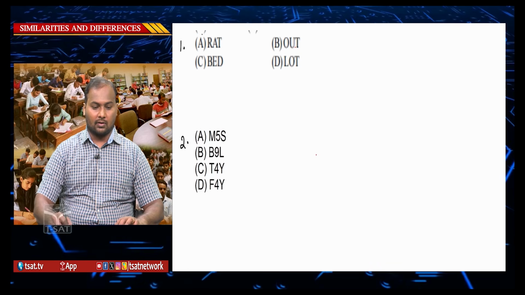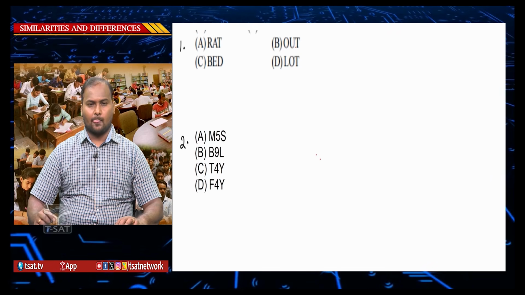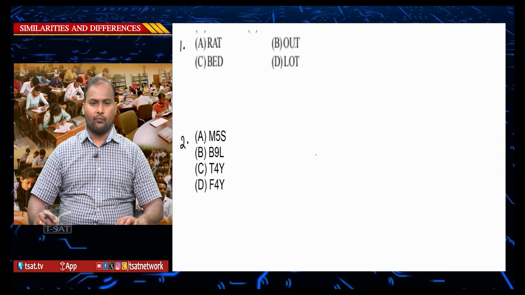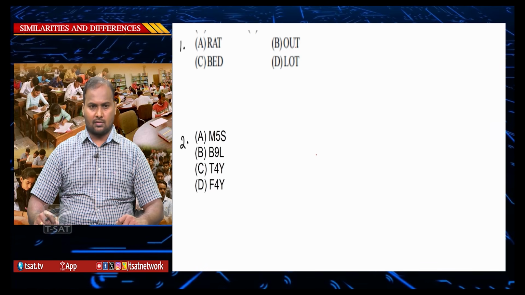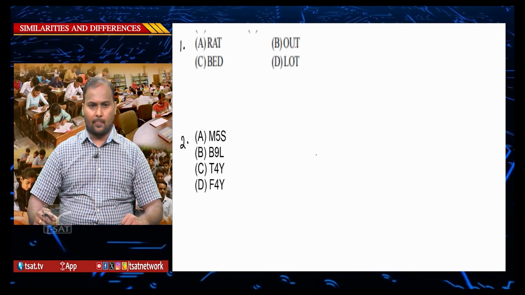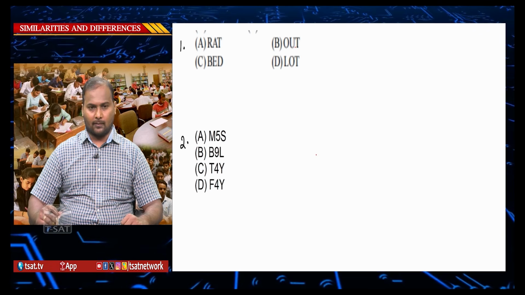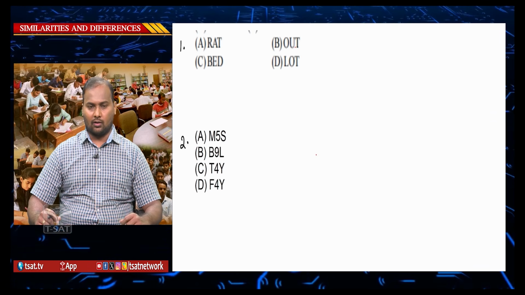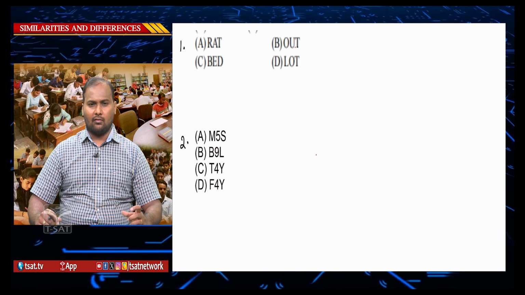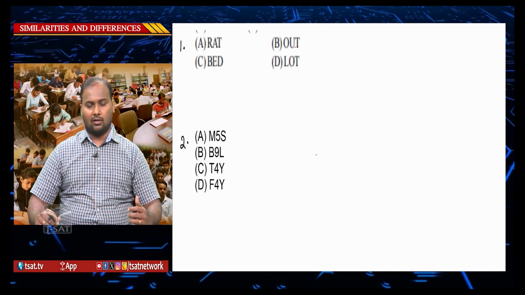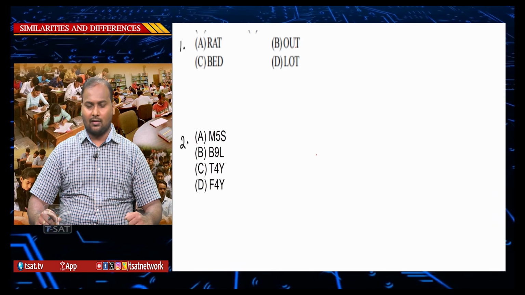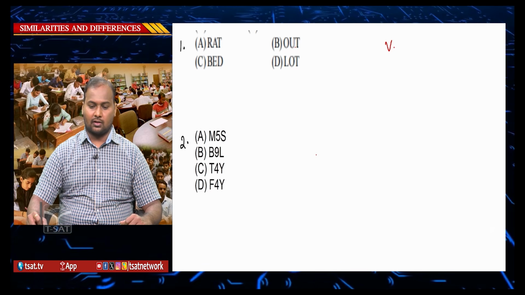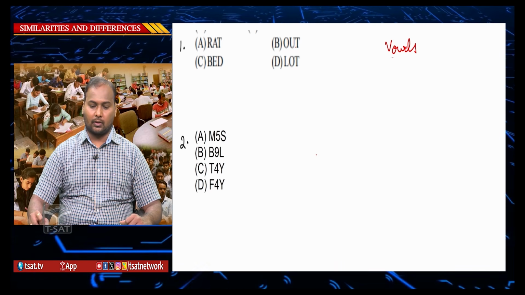For example, if you see this question: RAT, OUT, BED and LOT. Whenever you see this type of question, these words are already known to us. Whenever he is giving words that we know, the student should always first check the vowels and consonants. This is very, very, very important.